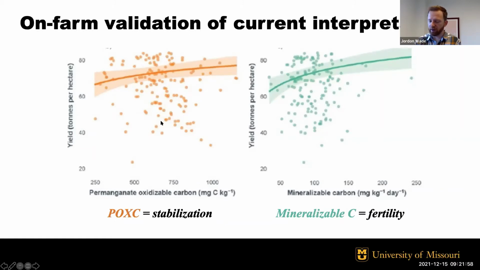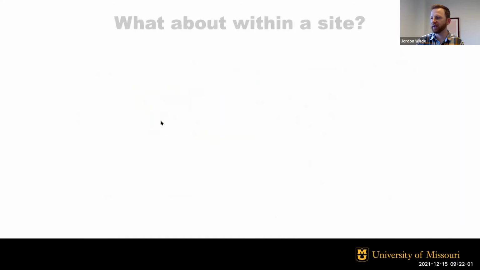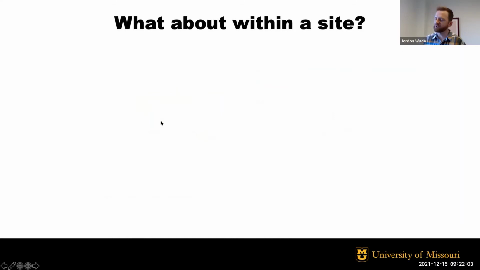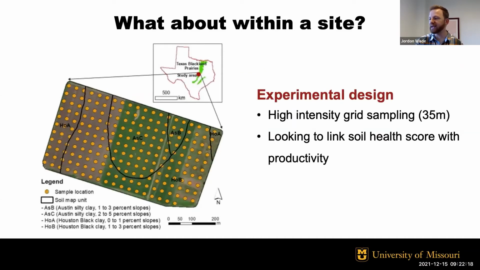So, of course, this doesn't necessarily answer the question about what happens with variations within a site, right? You might be targeting one part of your farm, you might have a trouble spot, and you want to know, hey, if I improve soil health there, am I going to get increases in productivity? Now, this is some work that Rick Haney did down in Texas, but I think it illustrates some good principles that we can use here.